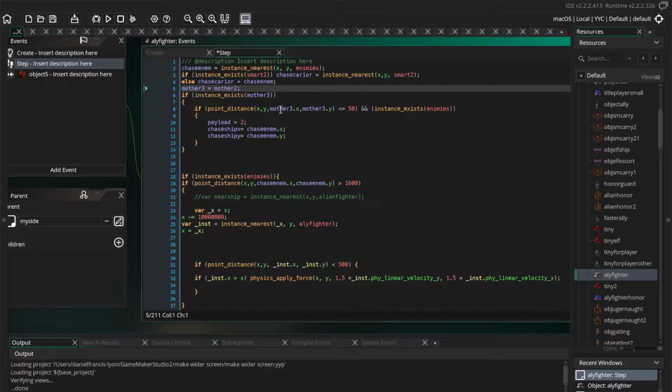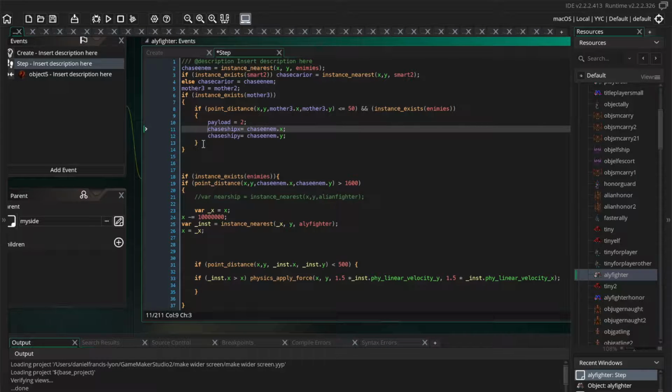This is the mothership now. Now this variable, in this case mother3, is the specific mothership that made this fighter. And so if the distance to the mothership is less than 50, so if it's right next to the mothership, and if there are enemies, then payload equals 2. So basically, if the fighter is out of firepower, if it gets within 50 of the mothership, it's reloaded.